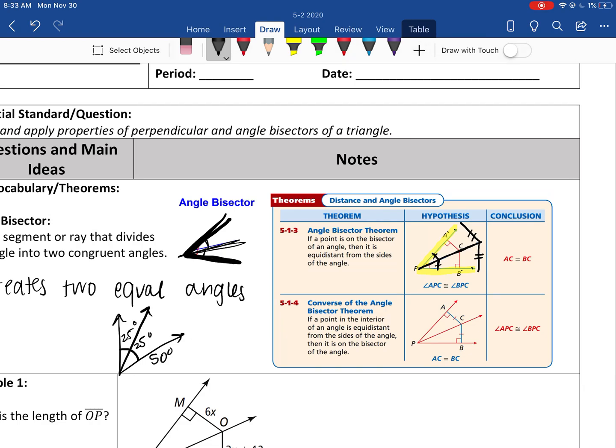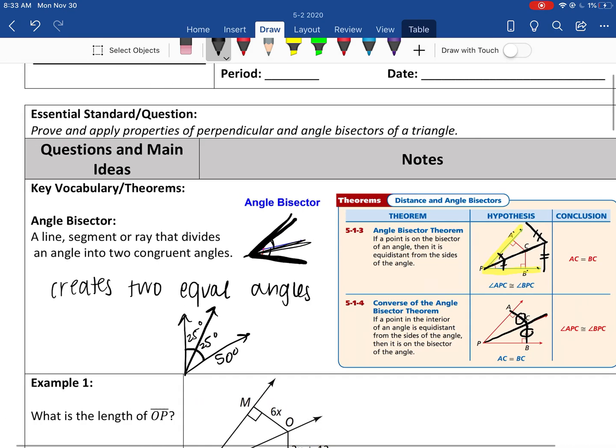Then the next, or the converse of that, is if I know from a line inside my angle to the edges of my angle is congruent, I can see they are right here, then that line that they came from, or the line in the middle, is going to be an angle bisector. All right, so pretty much from your angle bisector to the edges of your angle are congruent, and then vice versa. So let's do an example.